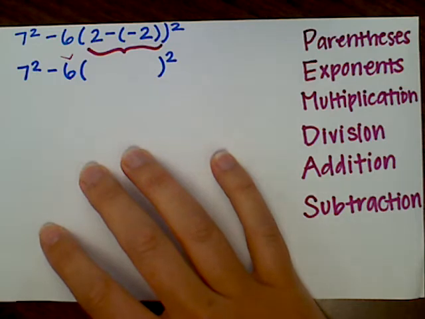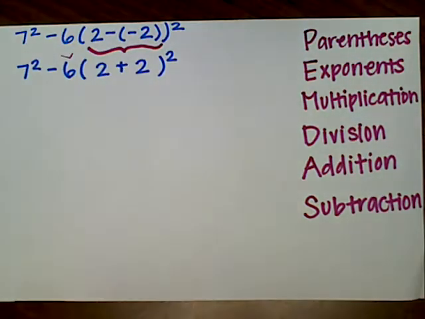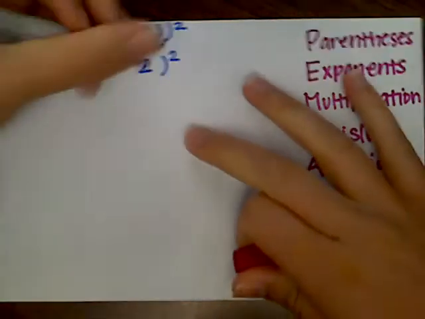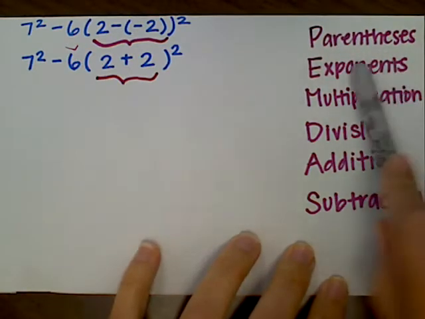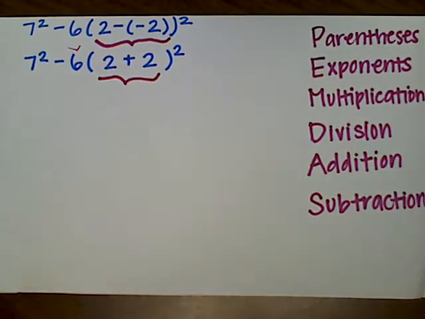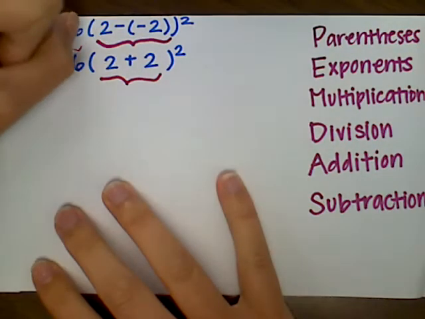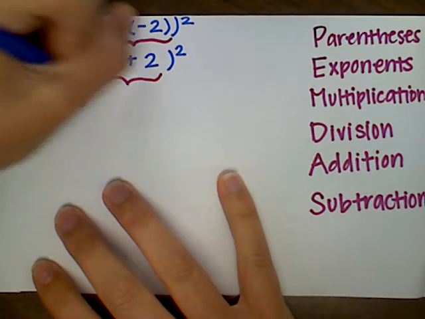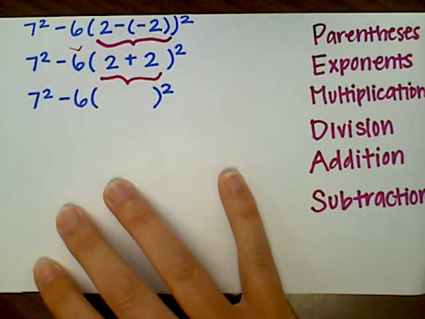So 2 minus negative 2 is the same as 2 plus 2, because minus a negative is the same as adding. Now let's simplify our parentheses a little more, because again, we still have parentheses in our expression. Good catch. We want to make sure we get rid of parentheses first. So again, I'm going to copy the 7 squared minus 6. Now let's figure out what needs to go inside of our parentheses. 2 plus 2 is 4.